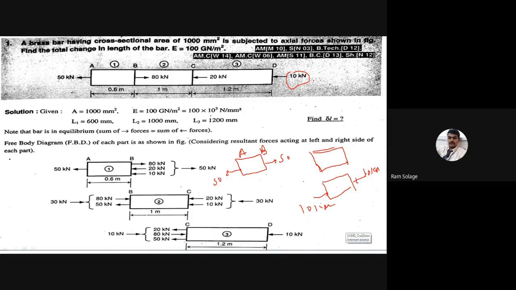In this problem, the nature of forces is very important. Whenever the nature of force is tensile, you take the positive sign. Whenever the nature of force is compressive, you have to take the minus sign. Now move to section 2, that is the section BC. How to calculate the forces on section BC?